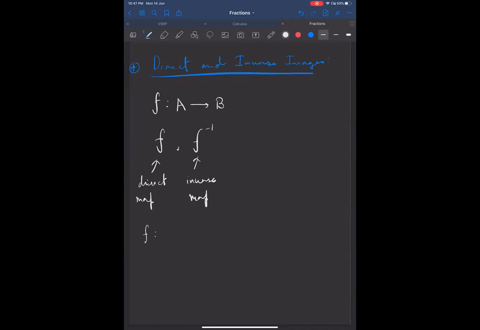So let's try to do it in this way. F is from the power set of A to the power set of B. So what does it do? It takes a subset of A, let's call the subset A dash, subset of A. So F of A dash is defined as this, and see, this is a subset of B.